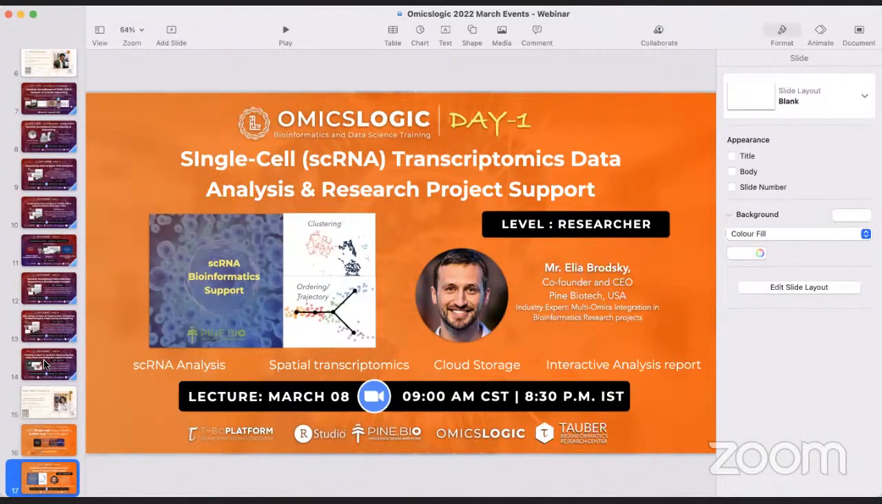So that overview is something that we start with, and we also discuss different ways to get to work on single cell. So it could be through training of a student, it could be through research service, or it could be through collaborations. So that's what we are discussing, starting with day one.